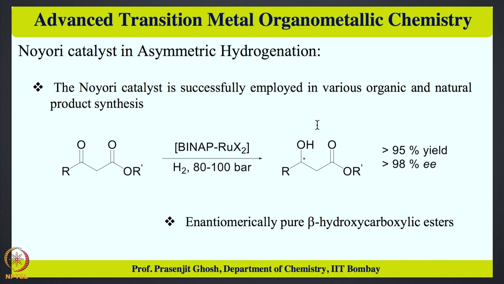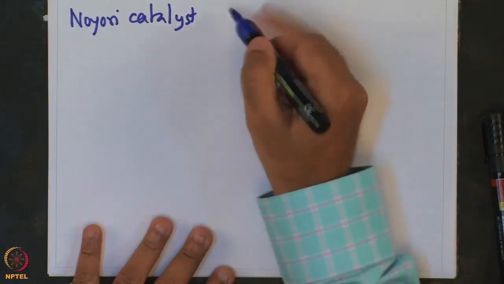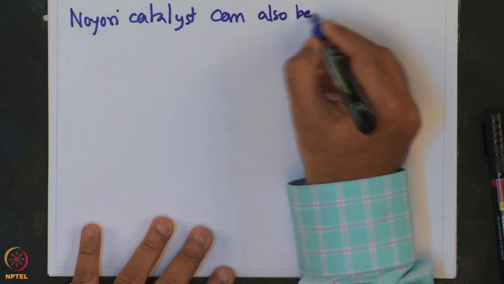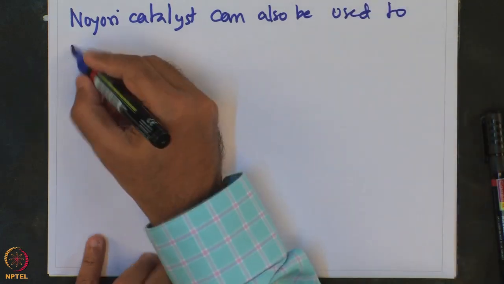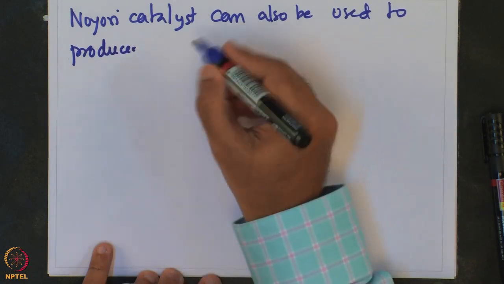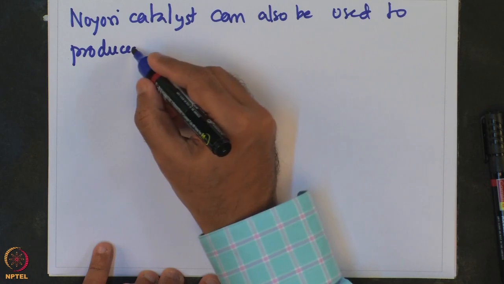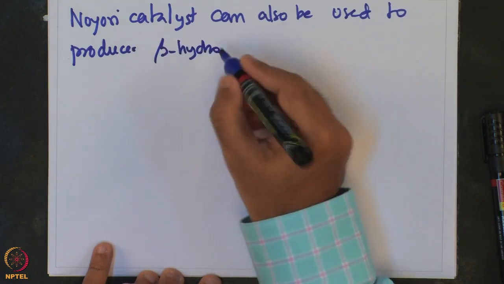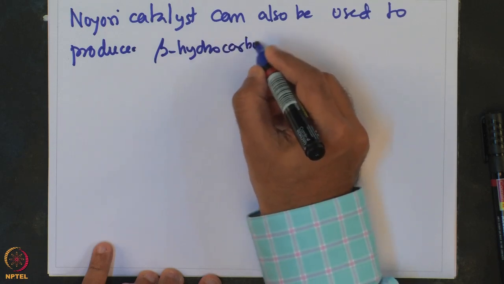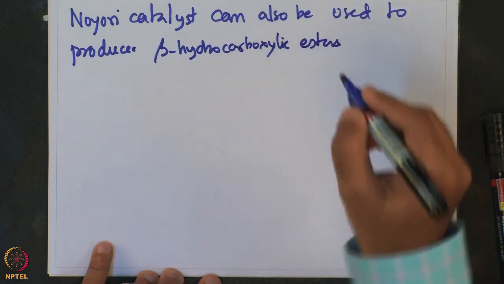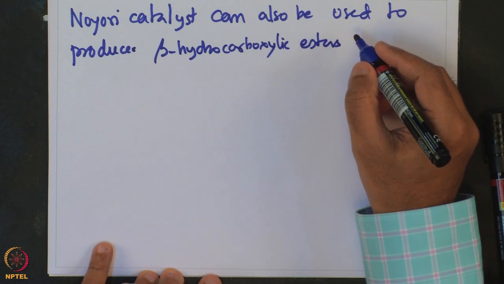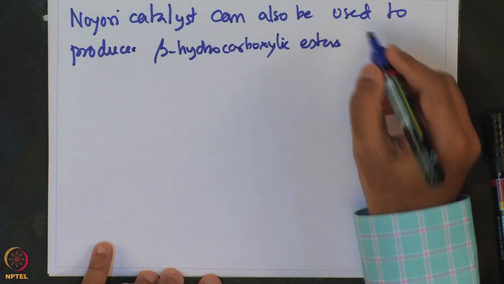The Noyori catalyst can also be used to produce beta-hydroxycarboxylic esters, which are important as intermediates towards many organic and natural products.